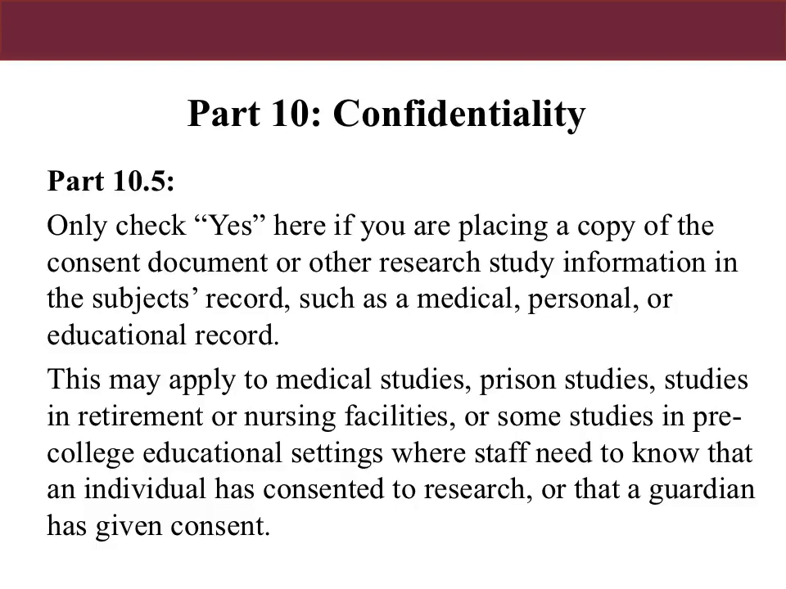Part 10.5. Only check Yes here if you are placing a copy of the consent document or other research study information in the subject's record, such as a medical, personal, or educational record. This may apply to medical studies, prison studies, studies in retirement or nursing facilities, or some studies in pre-college educational settings where staff need to know that an individual has consented to research or that a guardian has given consent.